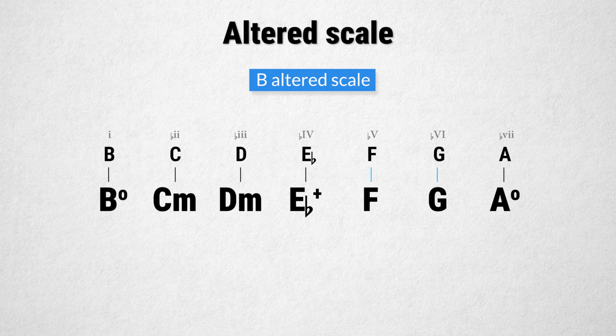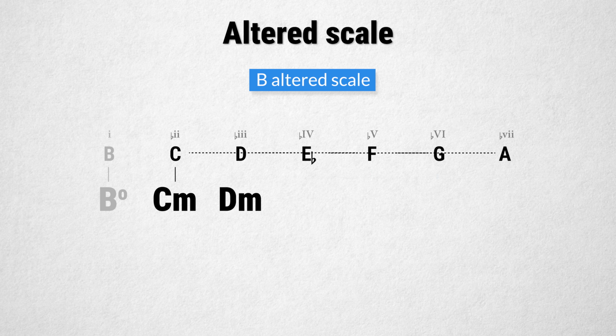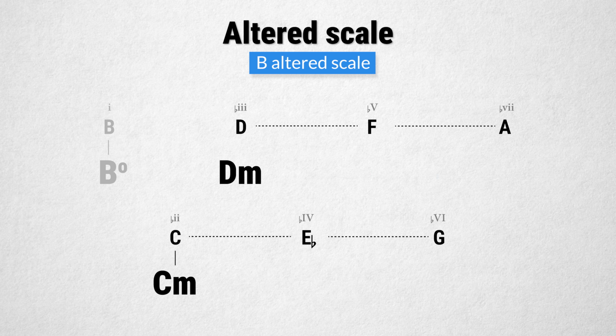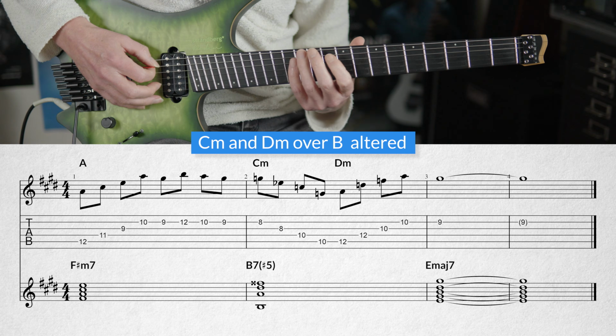Now the triads in the B altered scale or C melodic minor scale are B diminished, C minor, D minor, E flat augmented, F major, G major and A diminished. Now if we leave out the tonic B, then we are left with 6 notes that make up 2 triads, namely C minor and D minor. Now playing these triads will bring out all the altered notes, the flat 9, the sharp 9, the flat 5 and the sharp 5, and also the major 3rd and flat 7 can be found in these triads.